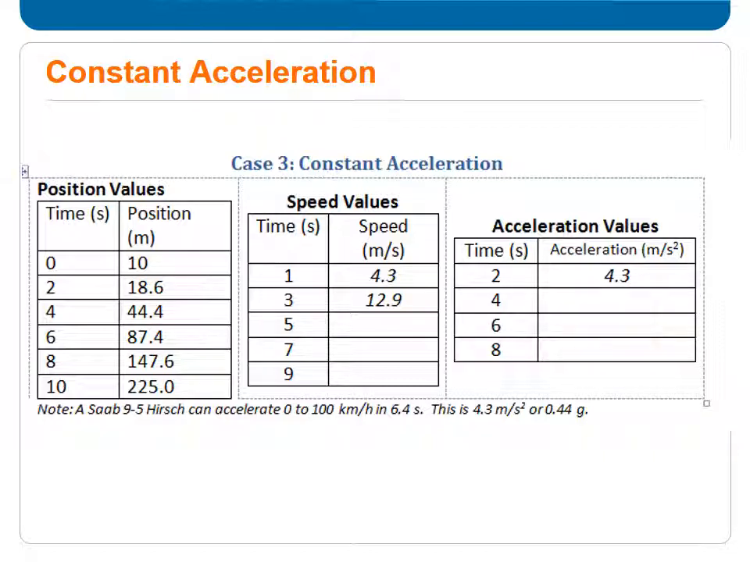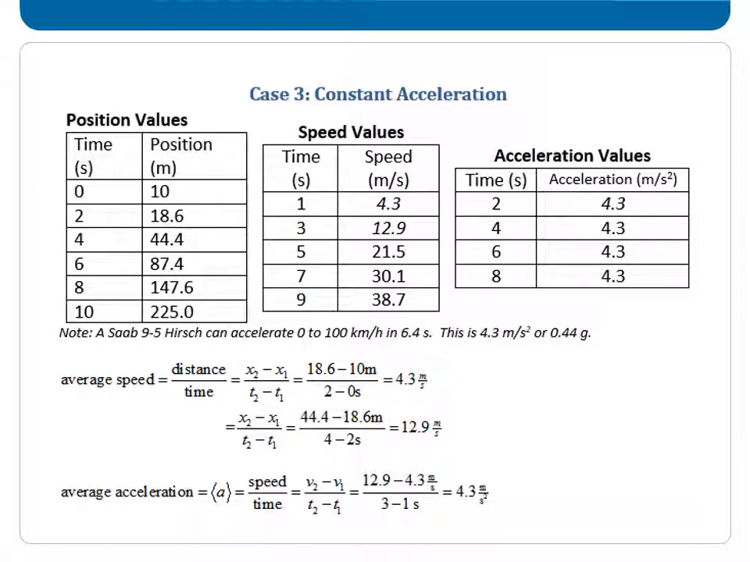For the speed at 3 seconds, subtract 18.6 from 44.4 and divide by 2 to get 12.9 meters per second. The acceleration is found by subtracting these two velocities and dividing by 2 seconds to get 4.3 meters per second squared, which is about what the Saab 9-5 Hirsch is capable of. Use the formula to find all the values of speed and acceleration. The acceleration always turns out to be 4.3 meters per second squared. This is a constant acceleration case.